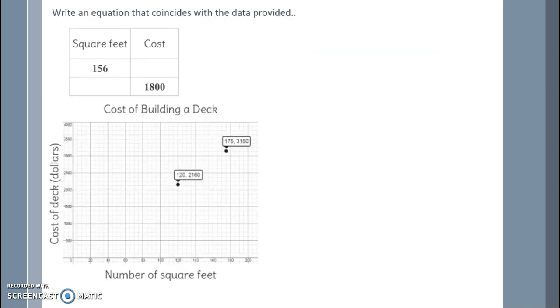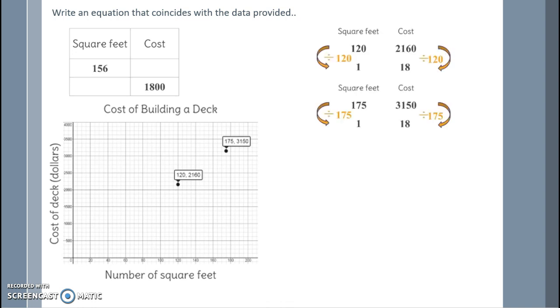Write an equation that coincides with the data provided. So when I look at the points on the plane here, the number of square feet is along the bottom, the cost of the deck is along the left. The point, if I have 120 square feet, that cost is equal to $2,160. Well, how do I go from that to 1 square foot? What would the cost be? So I divide them by 120, and in both cases, we get the same cost per square foot.